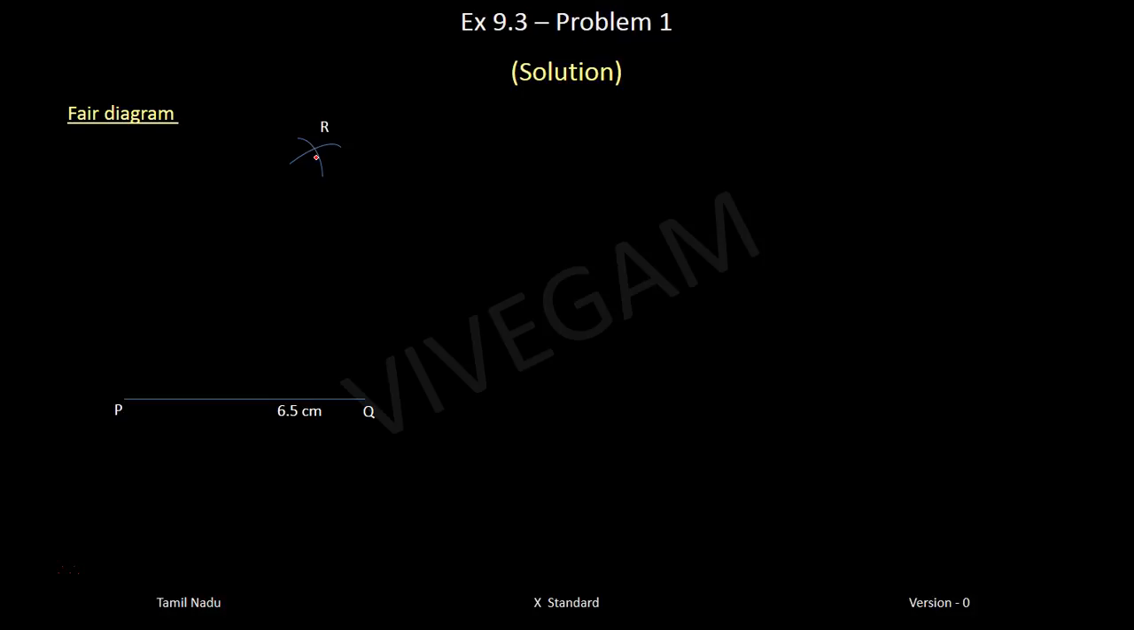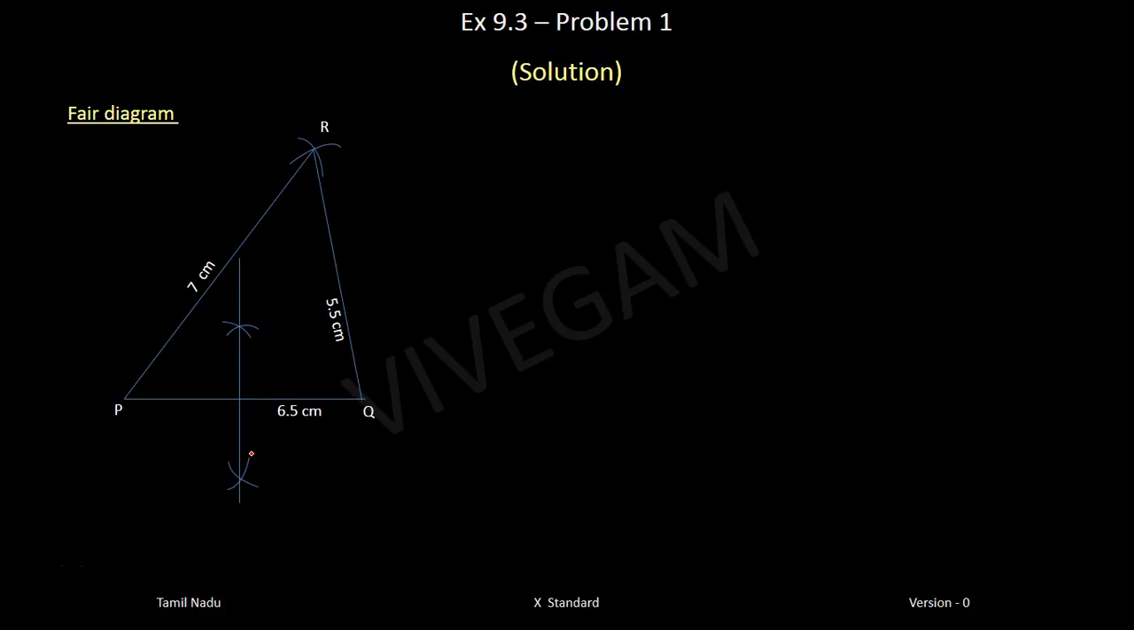Now you have to join QR and PR. Yes, we have to join, sorry. Now we draw a perpendicular bisector of PQ and QR. You know how to draw the perpendicular bisector, right? We take a radius which is more than half of the length of PQ. With P as the center, we draw an arc above P and below P. Similarly, with the same radius and Q as a center, we draw two arcs, one above, one below. These two will intersect each other, and then you join them together. You'll get the perpendicular bisector.